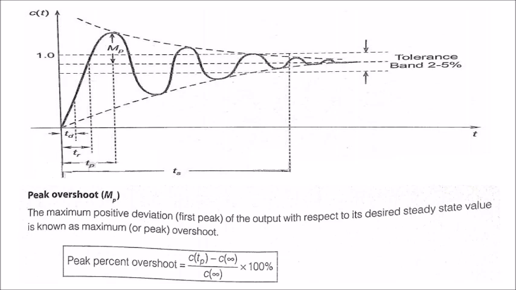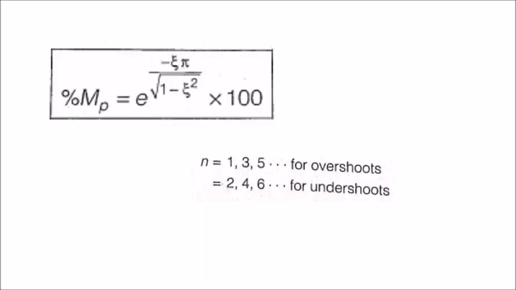The peak overshoot formula is (C(tp) minus C(infinity)) divided by C(infinity), into 100, which gives the value e to the power minus zeta pi divided by under root 1 minus zeta square. When you want to find it in percentage, you have to multiply by 100. And the odd numbers and even numbers constitute the overshoot and undershoot. This I have told you again and again. Remember this. Clear?